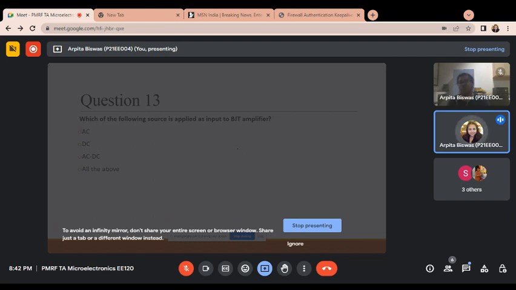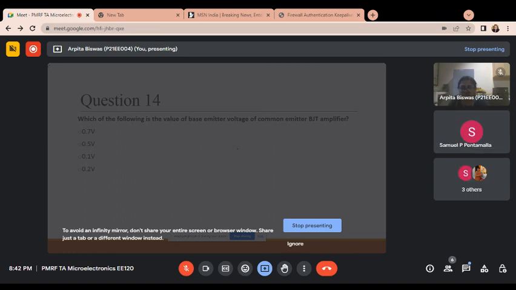So now we are going to solve some MCQ questions, a little bit easy. Which of the following sources is applied as an input to a BJT amplifier? AC, DC, or all of the above? Option A, AC. Yes, the right answer is option A.